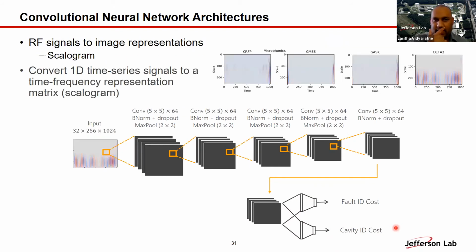The other type of image representation we tried is called scaleogram. It is a way to convert 1D time series signals to a time-frequency representation matrix. Some example representations are shown here. This way, we get a time-frequency representation matrix for each signal. So we stack the signals together to obtain a volumetric input. And then we use that as the input for our convolutional neural network.